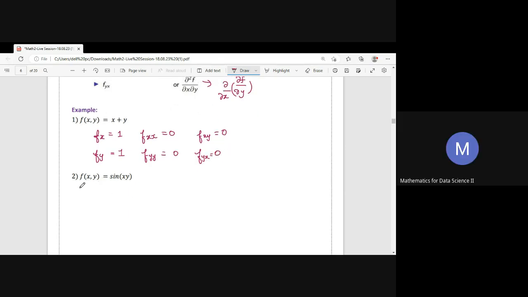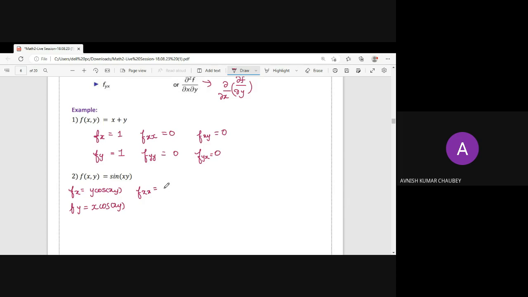And now let's look at the next one. What is fx for this function? y cos of xy. Okay. And what is fy? x cos of xy. Right. And what is fxx?